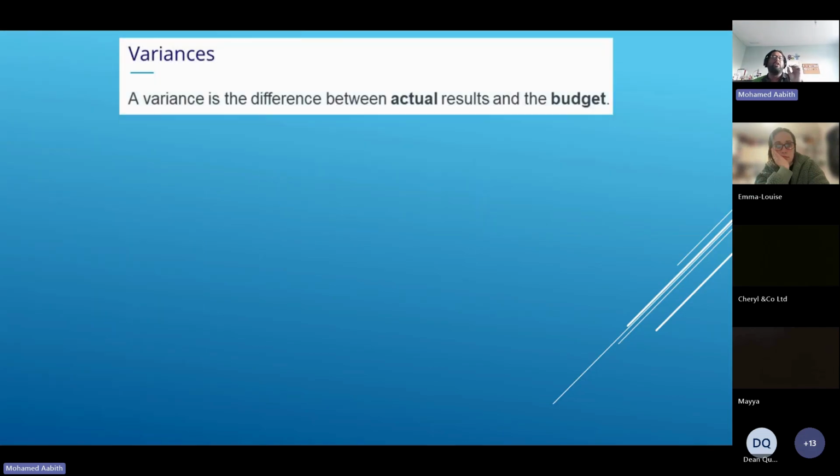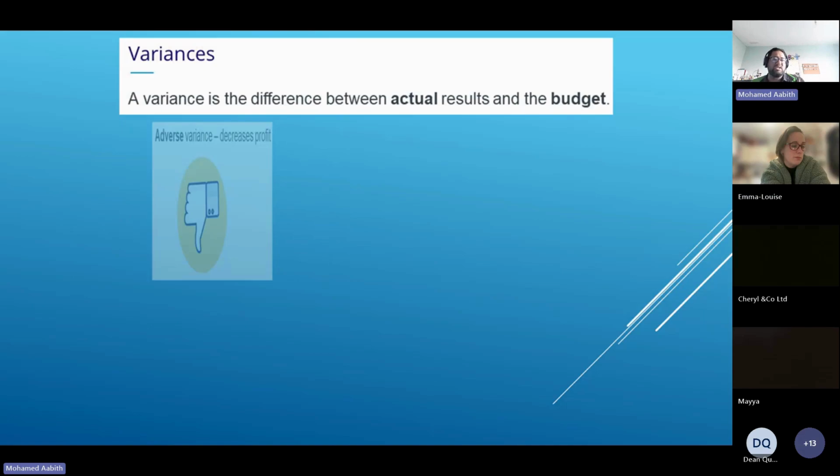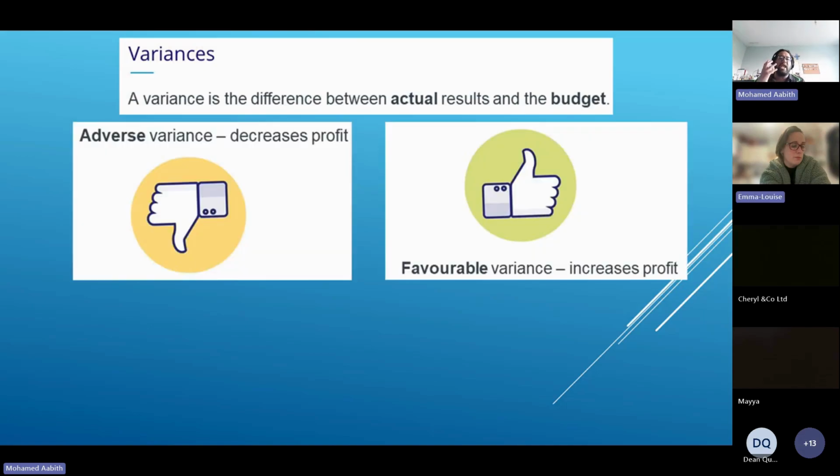So here we look at something called variances. Variance is the difference between actual results and the budget. A positive variance and a negative variance can be classed. One of them is an adverse variance, which means it's bad for you. If you look at your revenue or cost, it's different to the budget. If you have a budgeted revenue and you earn less revenue than that, it is going to be adverse, because you budgeted for £10,000 and you earned only £9,000, which is an adverse variance.